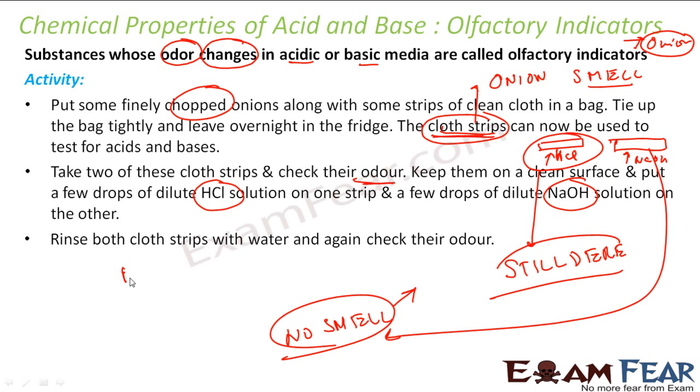You can take any acid. For example, you can take sulfuric acid or acetic acid. And for base also you can take any base, potassium hydroxide, any base you can take. Right? So this is one activity you can perform in the lab. If you have a lab, you can do this.